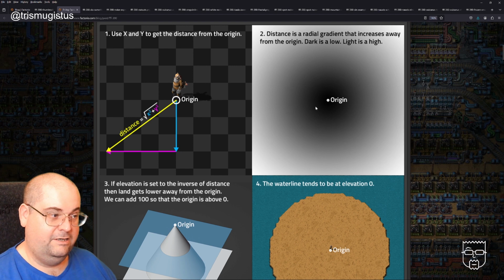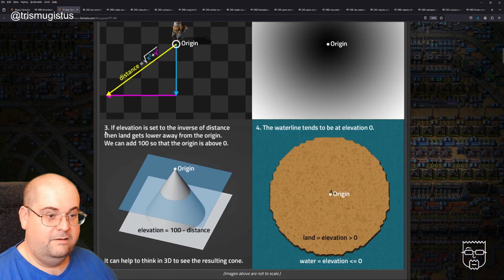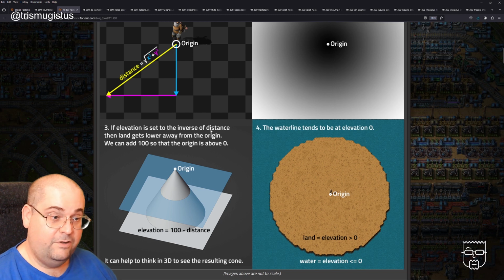So all of these distances further out are given a particular value, on a grayscale from 0 to 1, basically. Number 3, if elevation is then set to the inverse of distance, then land gets lower further away from the origin. We can add 100 so that the origin is above 0. It can help to think in 3D to see the resulting cone.